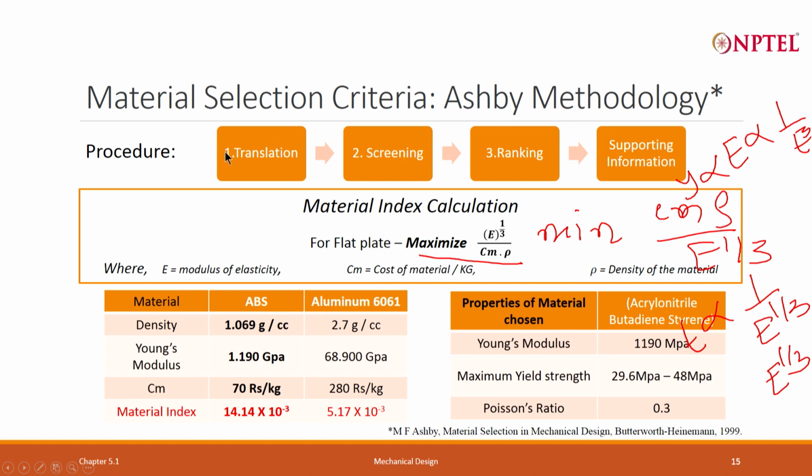This Ashby methodology is nicely put up by Ashby himself in Materials Selection in Mechanical Design. If you want to have further information, you can look up this book.